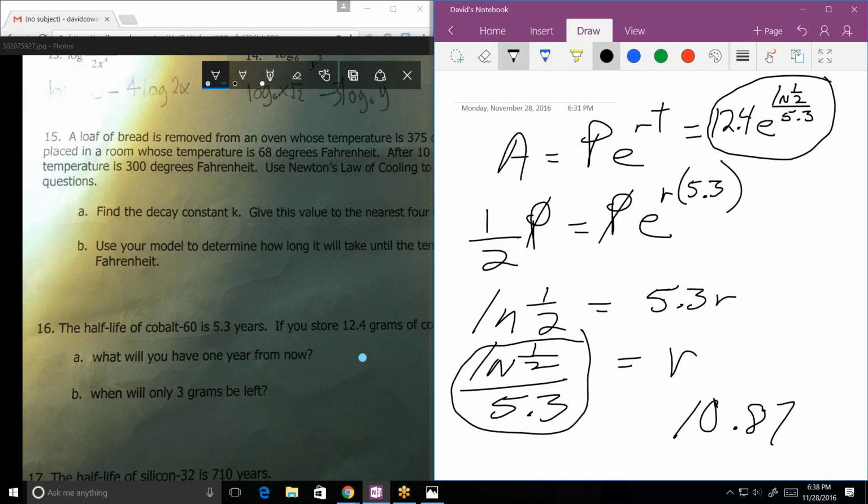10.87 years? No, that's the amount you have at the end of 1 year. Yes, 10.87 grams. Sorry, I lost track of what I was doing for a second. That makes sense. In other words, if 12.4 becomes 6.2 in 5 years, then in 1 year you're not going to lose half, but you're going to lose maybe 20% of it, or not quite even 20%, more like 15%. So that makes sense, ballpark sense.